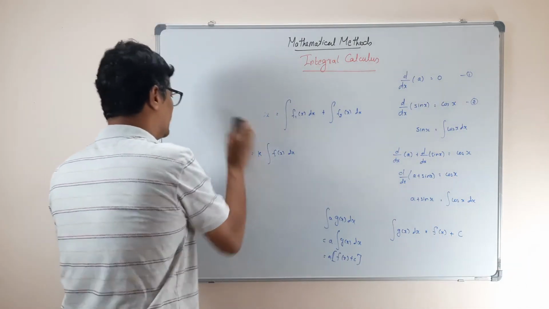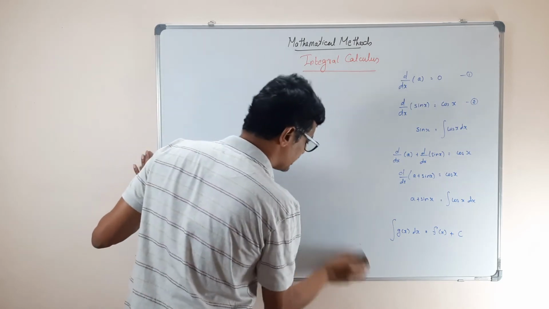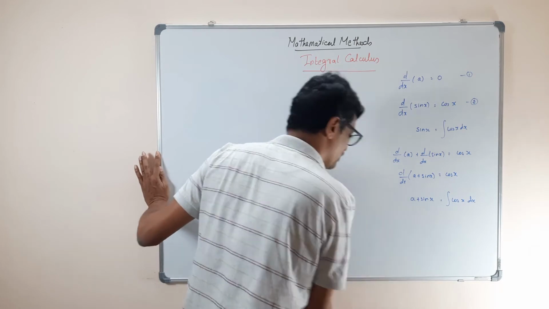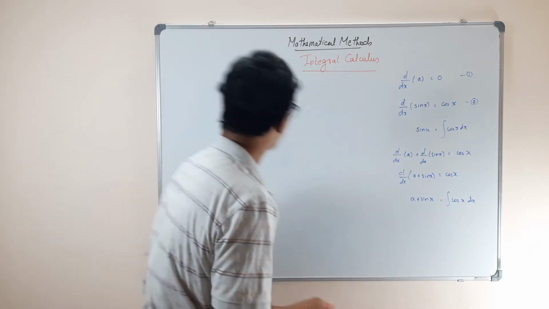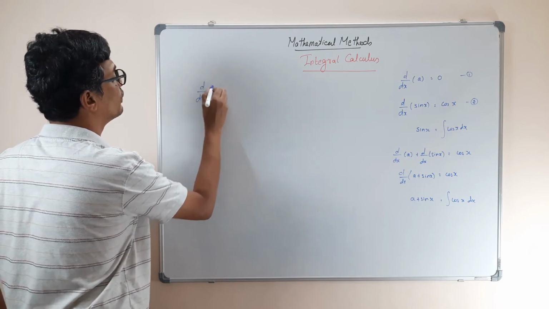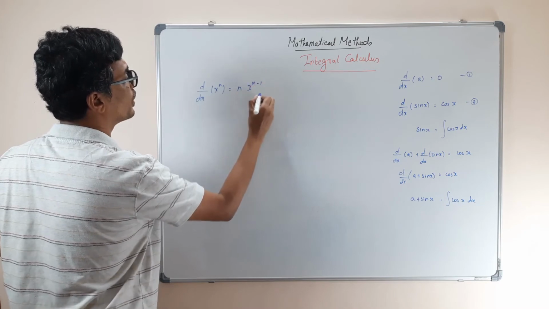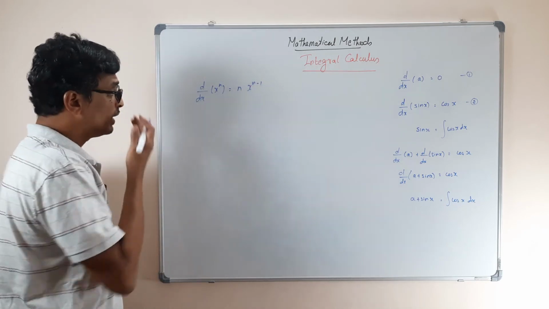This can actually be proved very easily. Since I said integration is nothing but an antiderivative, you can actually find out. If you remember, we had one derivative here: d by dx of x power n will be equal to n into x power n minus 1, correct? Let us take the antiderivative.